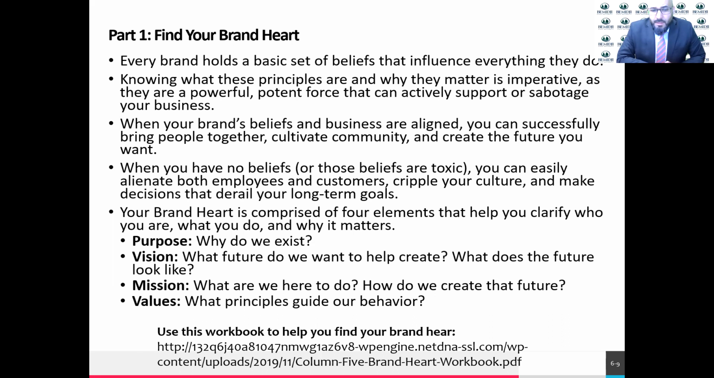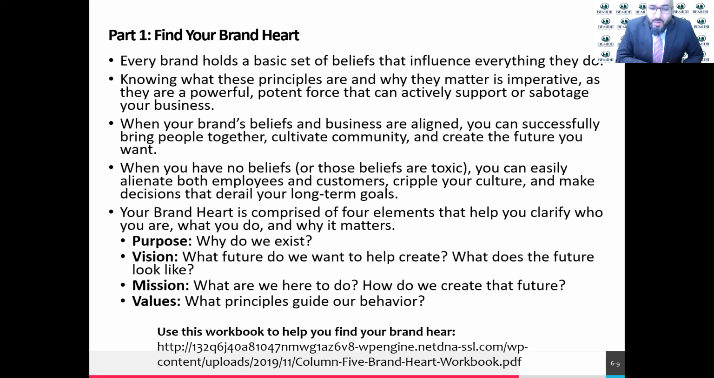Your brand heart is comprised of 4 elements that will help you create who you are, what you do, and why it matters. These are the 3 questions that you want to answer: who you are, what you do, and why it matters. The purpose: why do we exist? Why does your brand exist? The vision: what future do we want to help create? What does the future look like? We need to make sure that we have a clear vision.